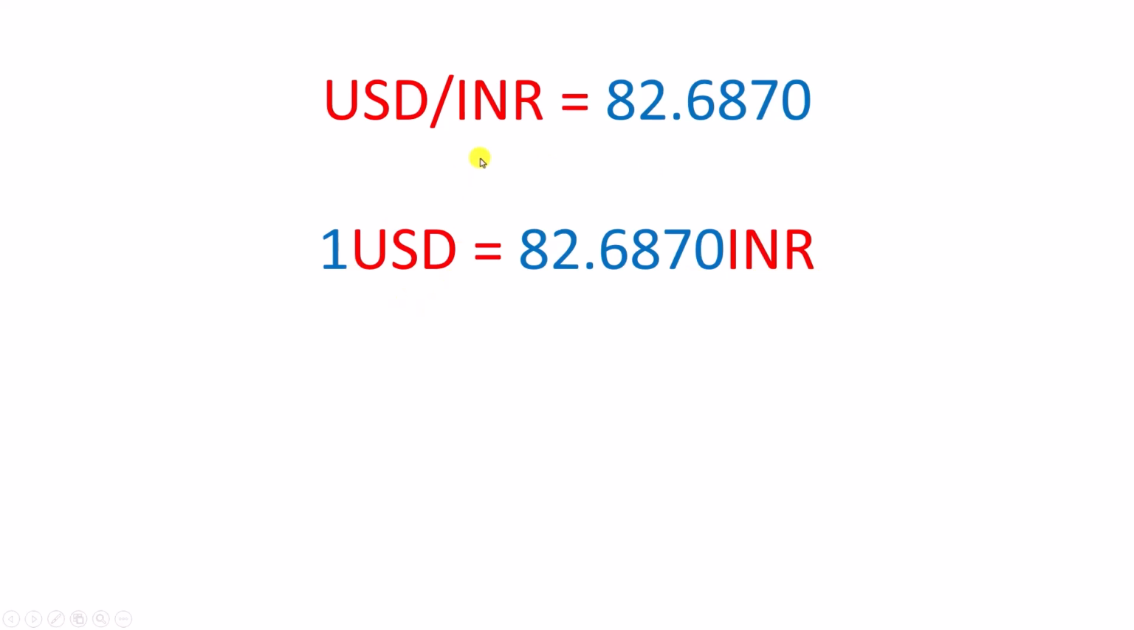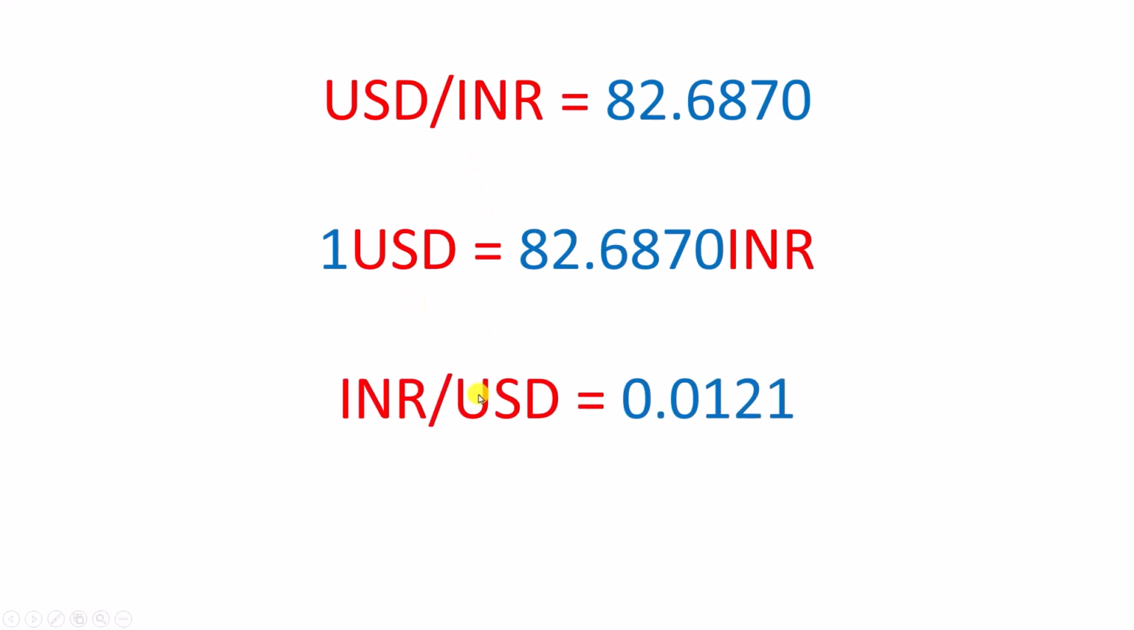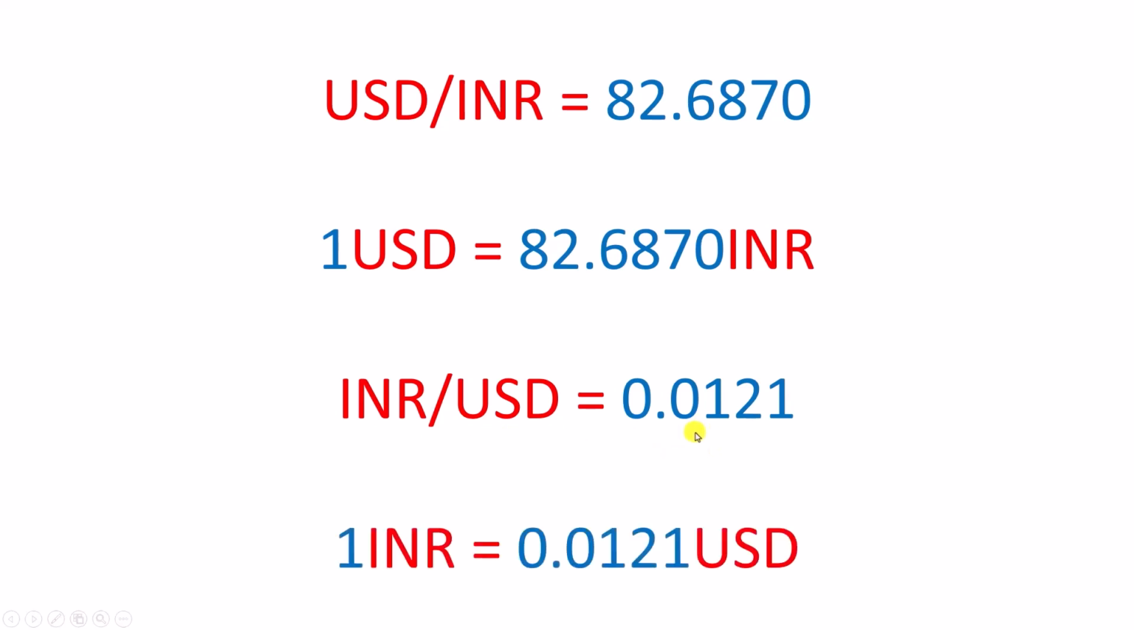Now you can invert this, you can flip it to get INR USD. Here INR is the base currency and USD is the quote currency, and this is the exchange rate. So what this says is 0.0121 American dollars is required to buy 1 rupee.